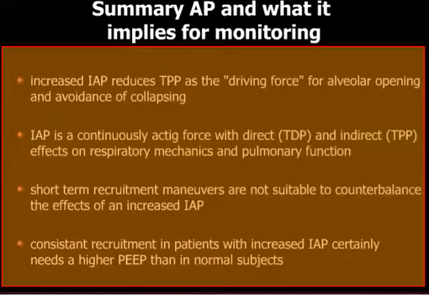Short-term recruitment maneuvers: if we just think to apply whatever kind of recruitment maneuver, 40-40, which is one of the most famous because everyone has just picked it up and written it in his article because it has been once published. But as you know, there is no rationale behind 40-40. Even if you use 40 for 40 seconds, you can expect, with a high intra-abdominal pressure, that the effect will be close to zero. And finally, last but not least, consistent recruitment or keeping lungs really open in patients with increased intra-abdominal pressure certainly needs a higher PEEP than in any normal subject.